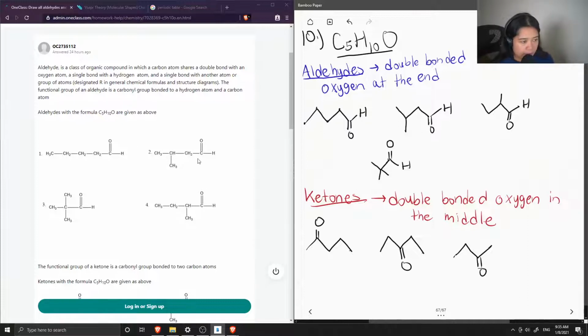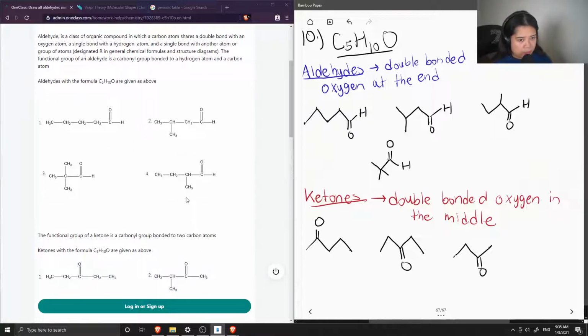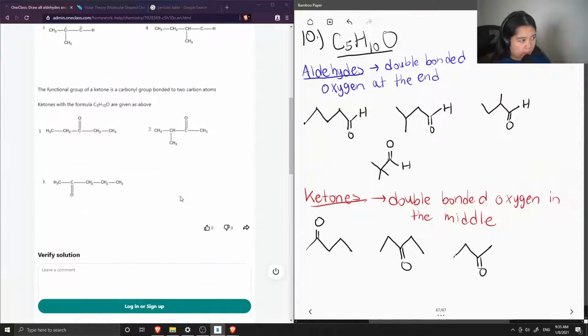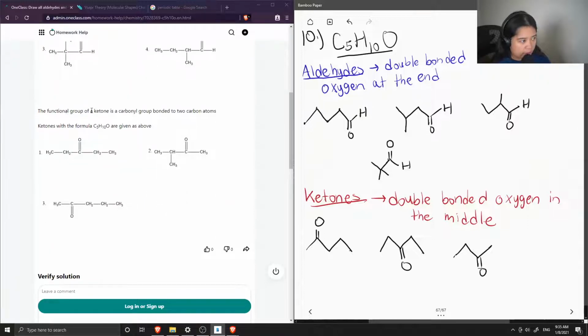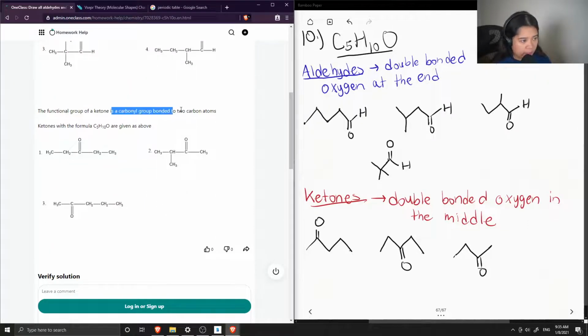Now this is a 4-carbon chain with a methyl group, a 3-carbon chain with 2 methyl groups, and then another 4-carbon chain, but the methyl group is closer to the aldehyde. So those are the 4 different structures. For all the ketones, the functional group of a ketone is a carbonyl group bonded to 2 carbon atoms. So it's in the middle. Ketones with the formula C5H10O are the following.